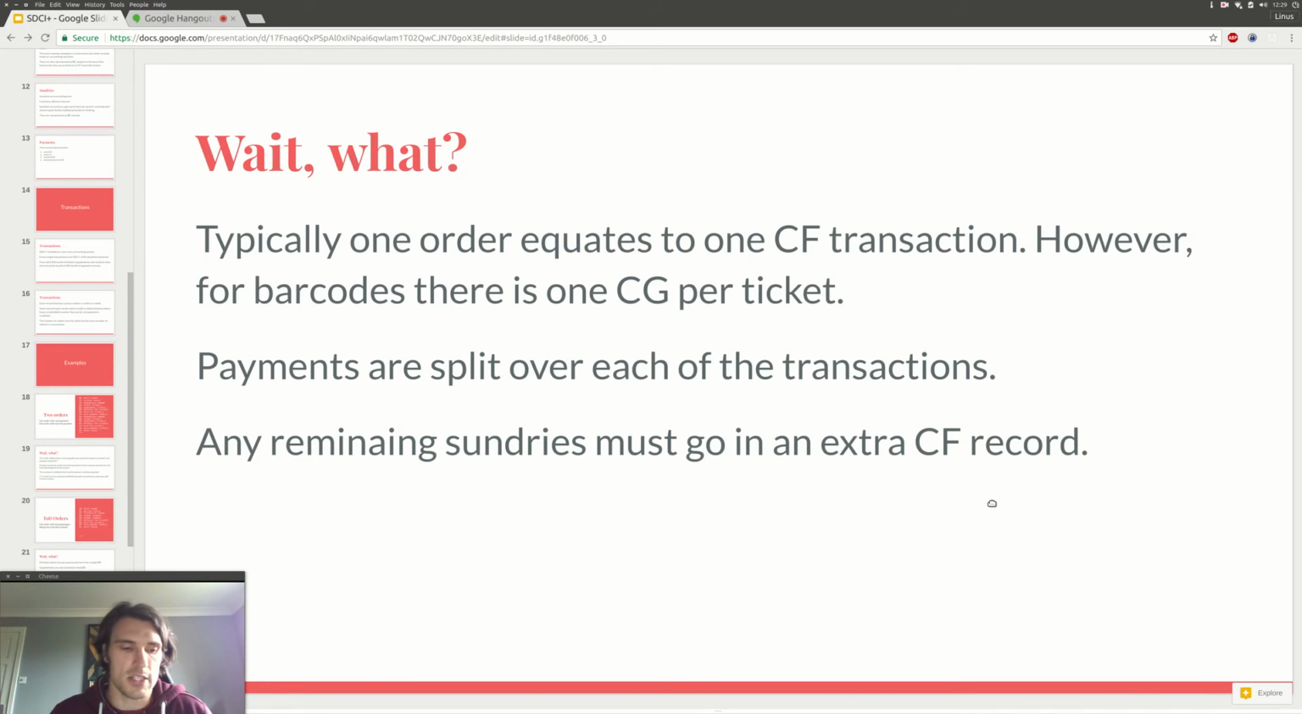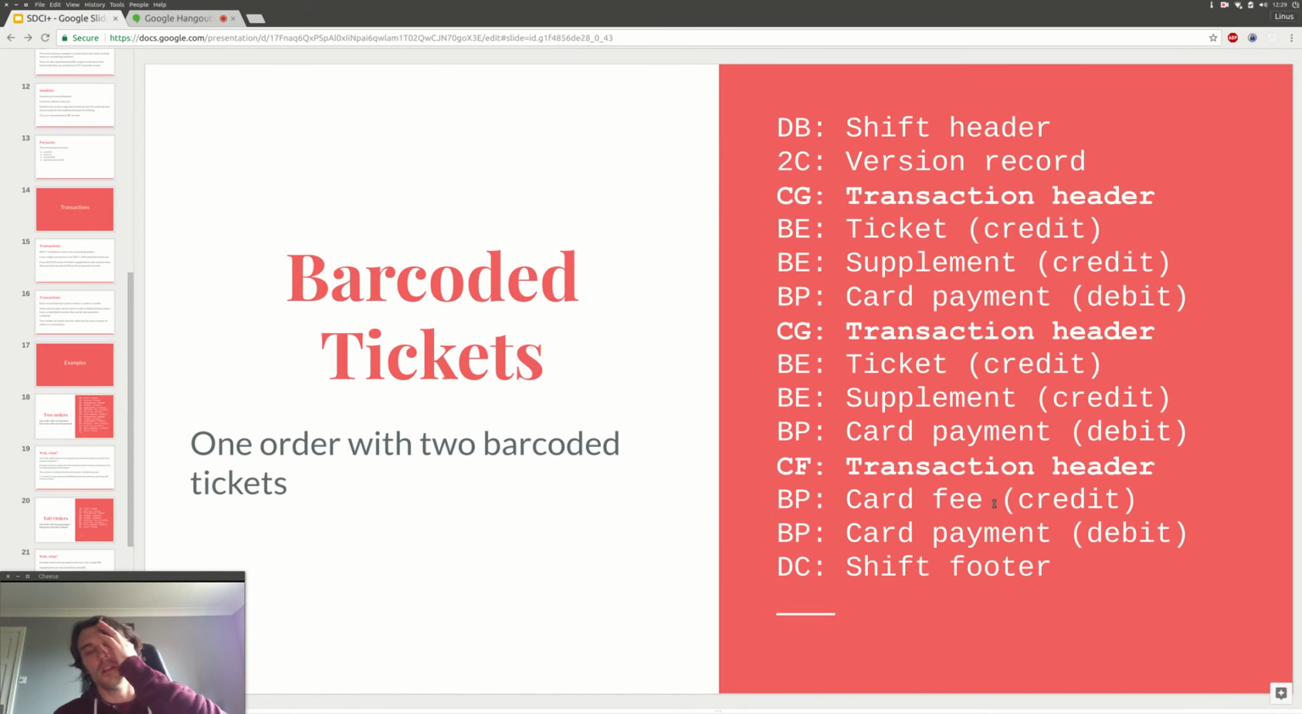Essentially, that is to incorporate some new fields that are relevant to barcodes inside the SDCI Plus. It could have been done differently, but it wasn't. It does mean that the payments are now split over each of the transactions. Whereas we actually only have one payment, the customer's only made one physical payment, we have to split that payment into 3 different payment records, which again is a bit bizarre.